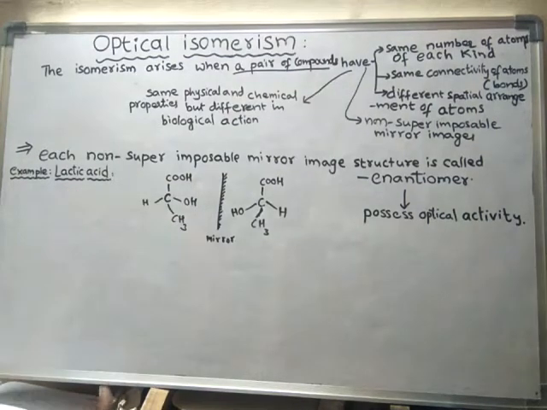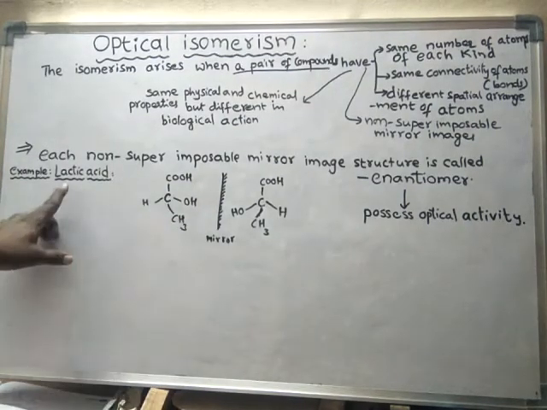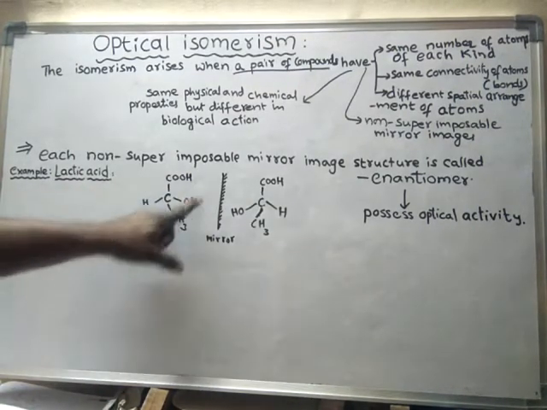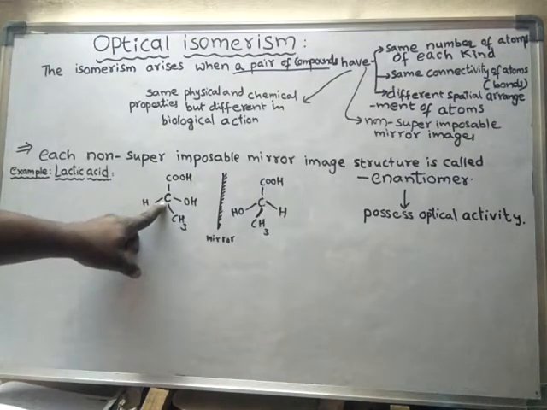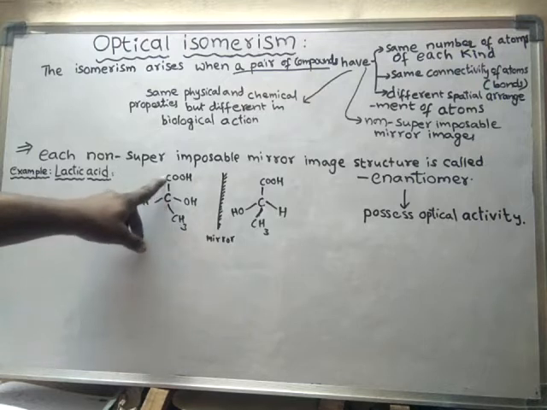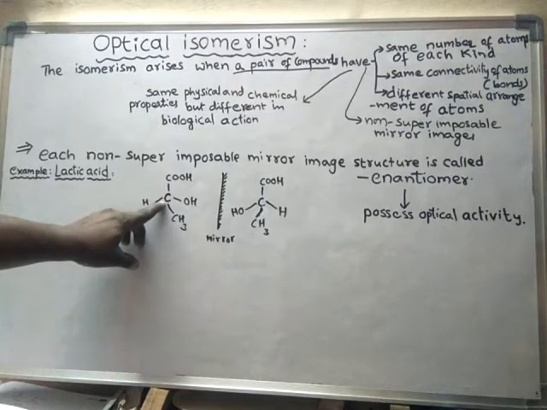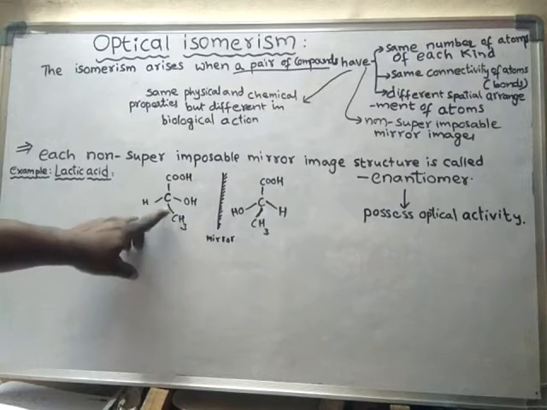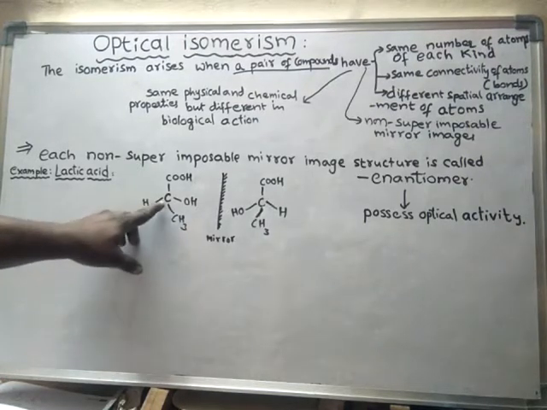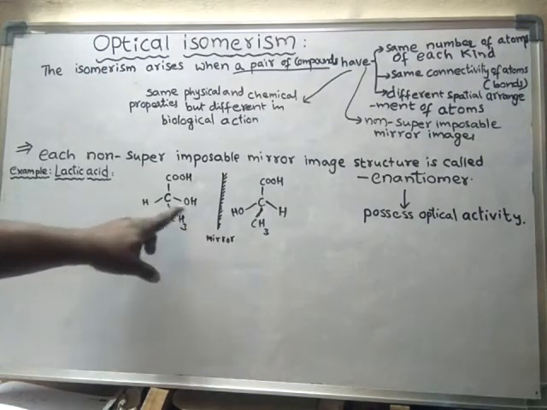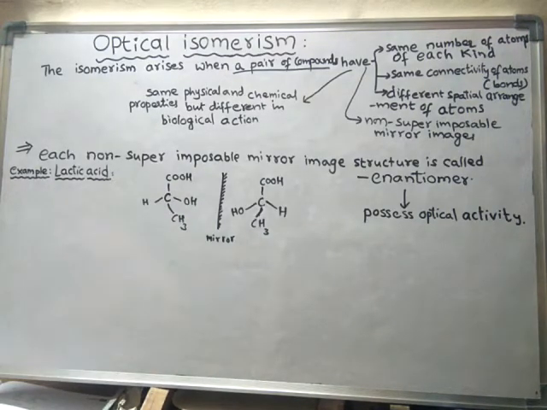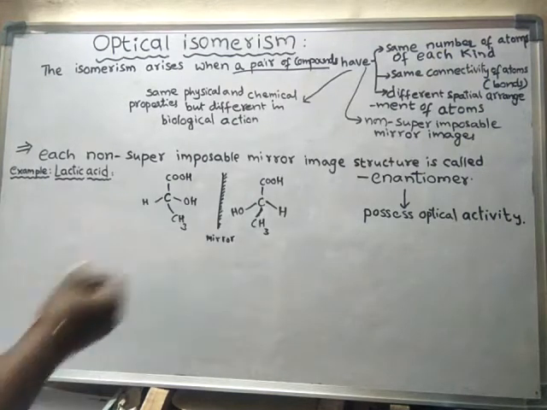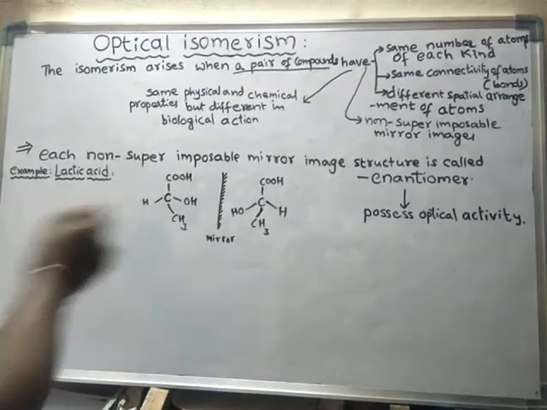For example, if you take lactic acid, this is the structure of lactic acid. One carbon is attached to one COOH group, one CH3 group, one OH group, and one hydrogen. So these four are different groups which are attached to the carbon. Suppose this is the lactic acid.